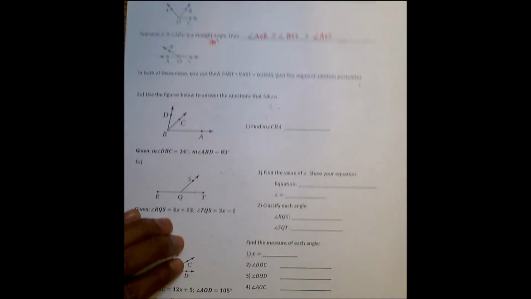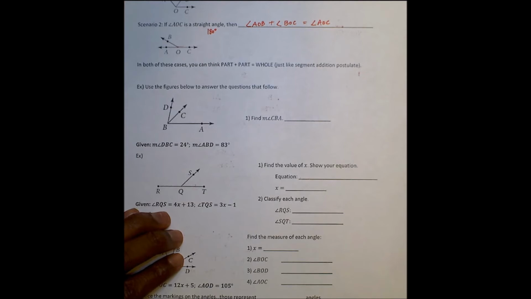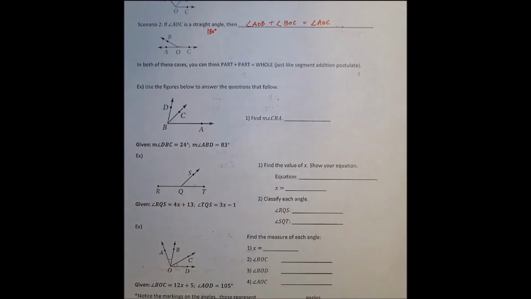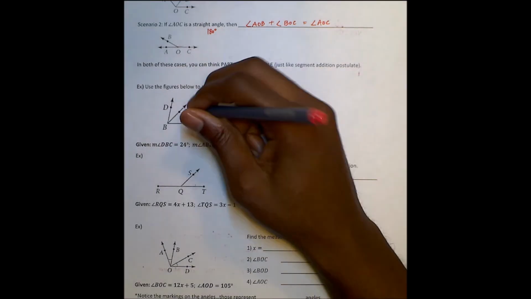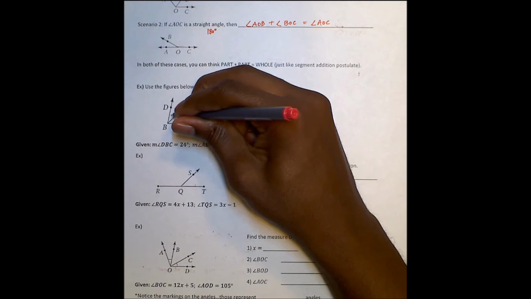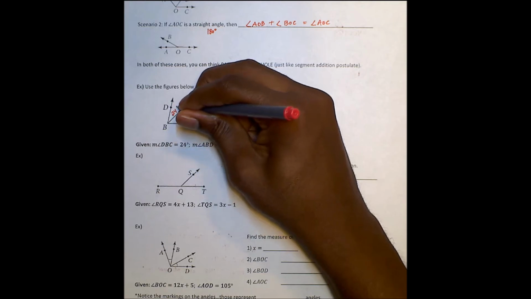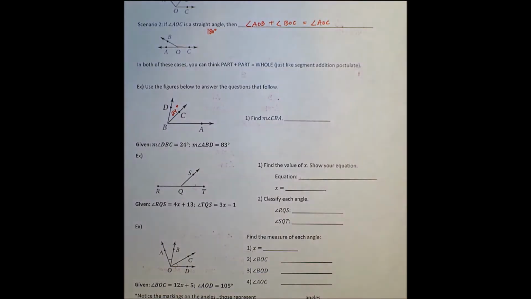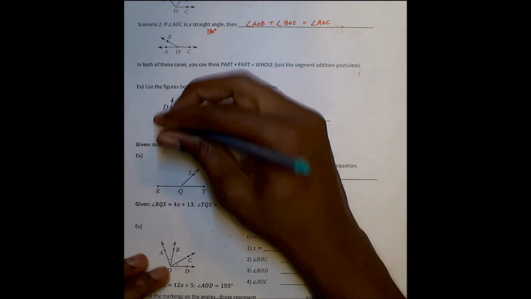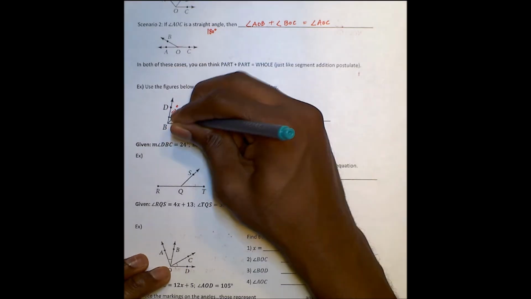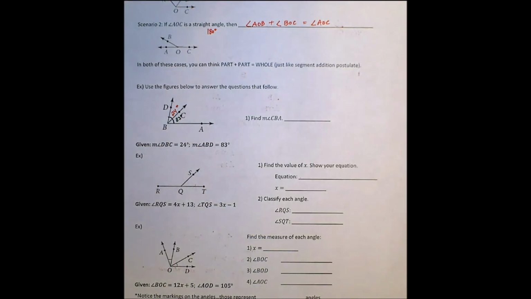So now we're going to use the figure below to answer the following questions. They want us to find the measure of angle CBA. They tell us that DBC is 24 degrees, and then they tell us that ABD is 83 degrees. So how are we going to find the measure of CBA?